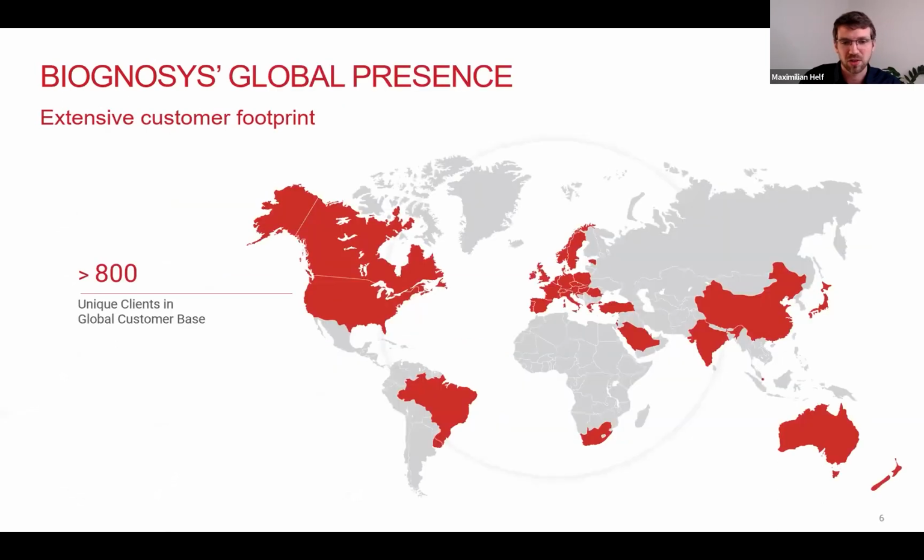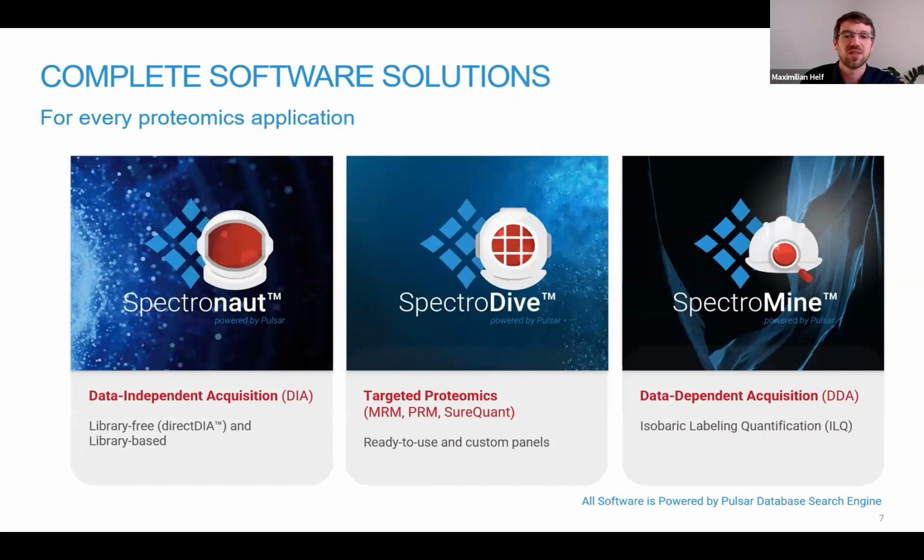We have customers all around the world, and we serve them, among other things, with our main software products, which include Spectronaut, which is our best-known software for data-independent acquisition. But we also have great products for targeted proteomics in SpectroDive and for data-dependent acquisition in SpectroMine. And that, of course, is the software you'll hear a lot more about today.